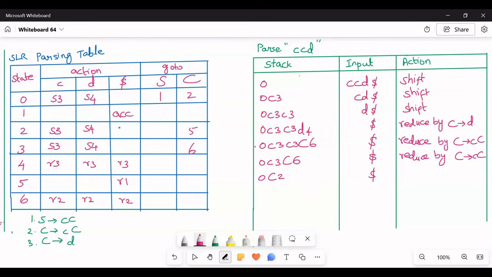So 2 comma dollar is blank means we need to write error action. Because this input string is a wrong input string. We cannot parse this input string for this grammar. This is the example for getting error action. Thank you.